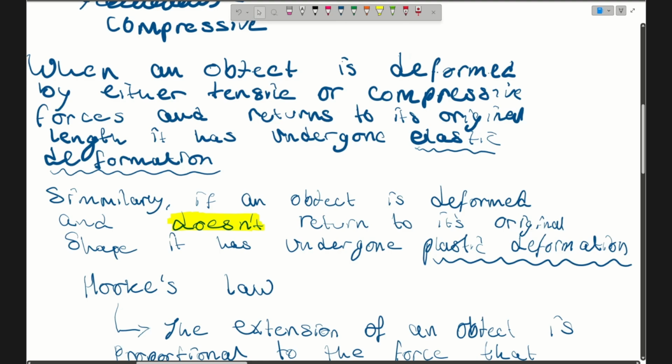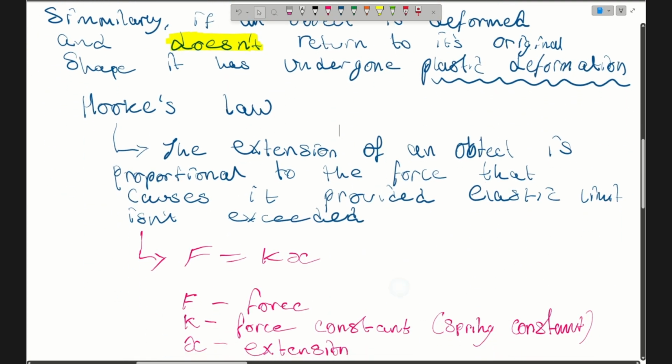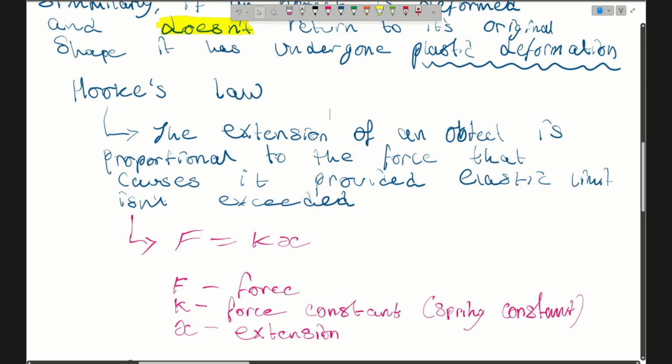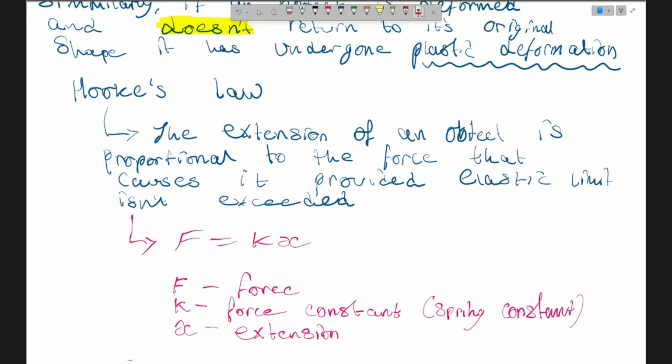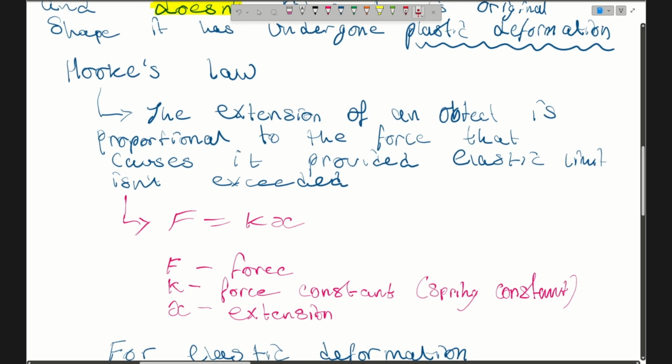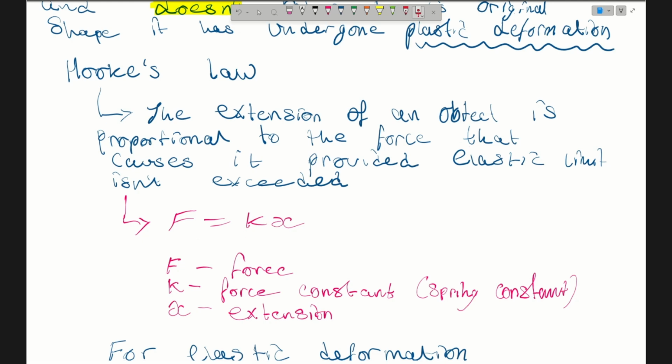Now, keeping both of those in mind, we have something called Hooke's law. This is by a scientist called Hooke, hence why it's his law, and it states that the extension of an object is proportional to the force that causes it, provided the elastic limit is not exceeded. We will come back to elastic limit in a moment, bear with me. So the formula for this is force equals force constant, or spring constant if you're working with springs, times extension, F = kx. This can be rearranged if you need to solve for extension. It'd be F over k equals x.